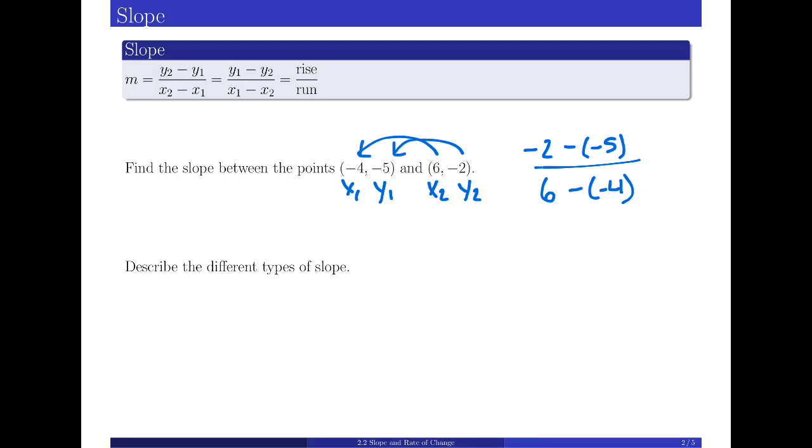So -2 minus a -5, -2 plus 5 is going to be 3, and then 6 minus a -4, so 6 plus 4 is going to be 10, so our slope here is 3 over 10.